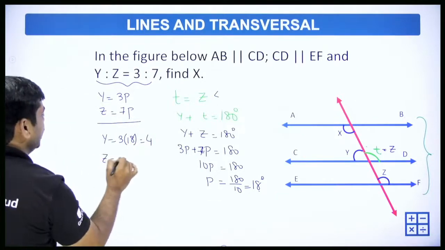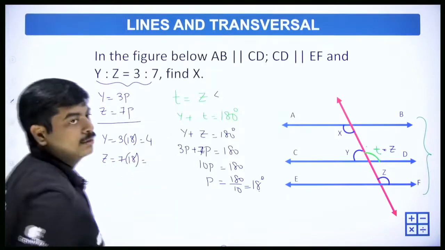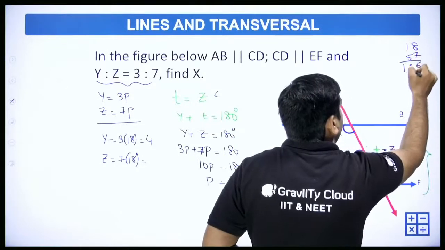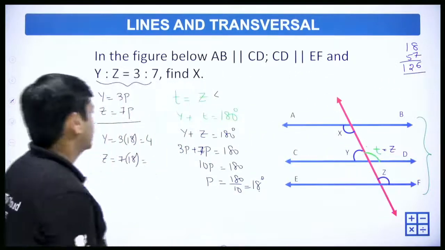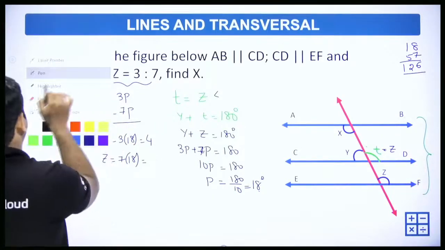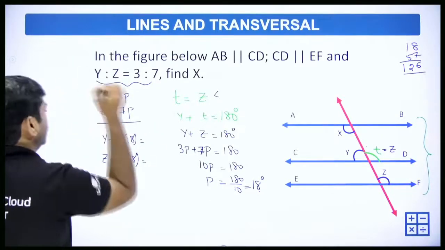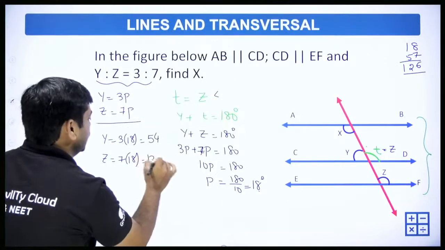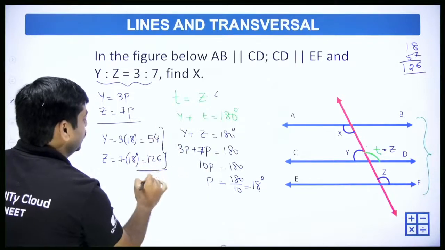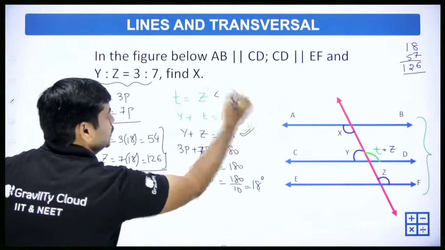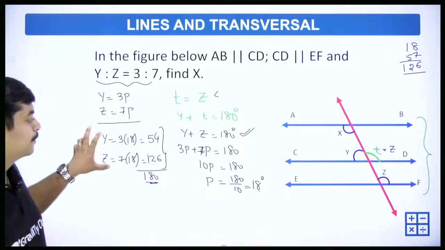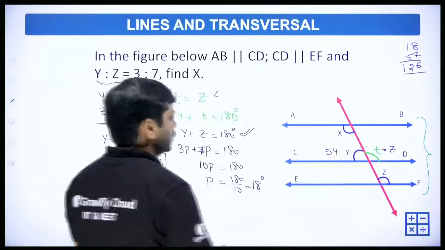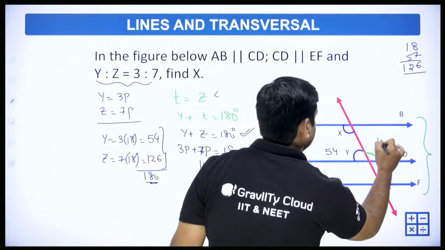And Z is equal to 7 times 18. What is 7 times 18? 8 sevens are 56, and 1 seven, 126. Sorry, 3 into 18 is 54 and 7 into 18 is 126. You can carefully check, these two will sum up to give you 180 degrees, Y plus Z. So we have Y which is 54 and Z which is 126.